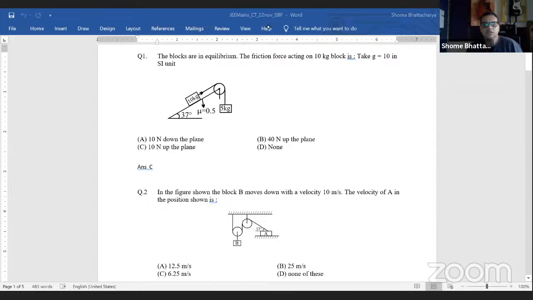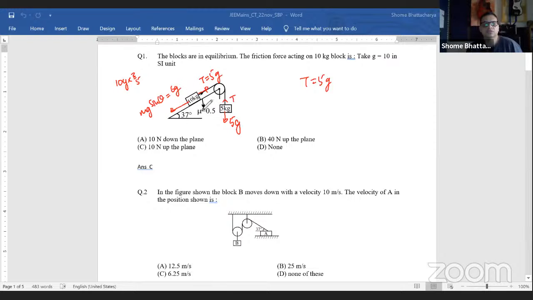In the first one, the blocks are in equilibrium. So if the blocks are in equilibrium, then here, okay, the tension is equal to 5G. Now you look at this one's free body diagram. There is tension equal to 5G like this. Okay, there is mg sine theta acting in this direction. So that is becoming how much? 10G into 3 by 5. So that is 6G. Okay.